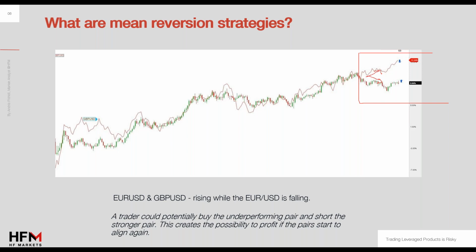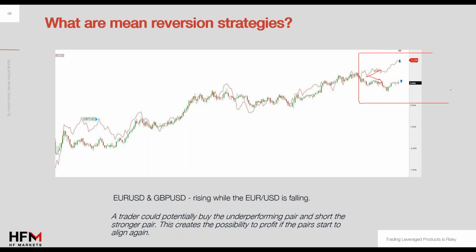So euro dollar and pound dollar, most of the time, very often they move in the same direction. If we identify the opposite scenario, so they move in the opposite direction, in this example, cable was moving up, but euro was moving down. So cable was rising, but euro was falling. Then this means that eventually in the future they will start moving in the same direction again. So we can trade on the expectation that they will move in the same direction again.